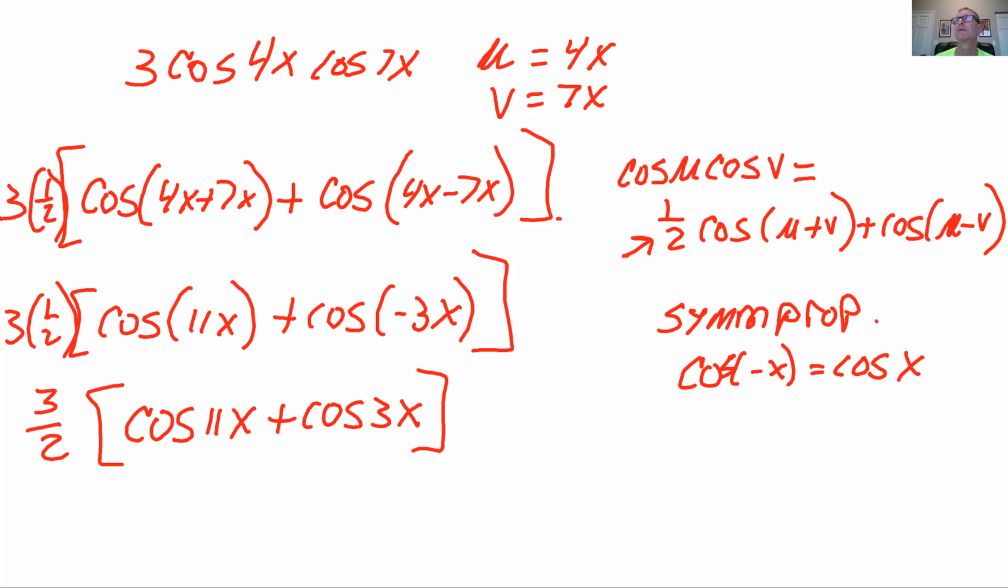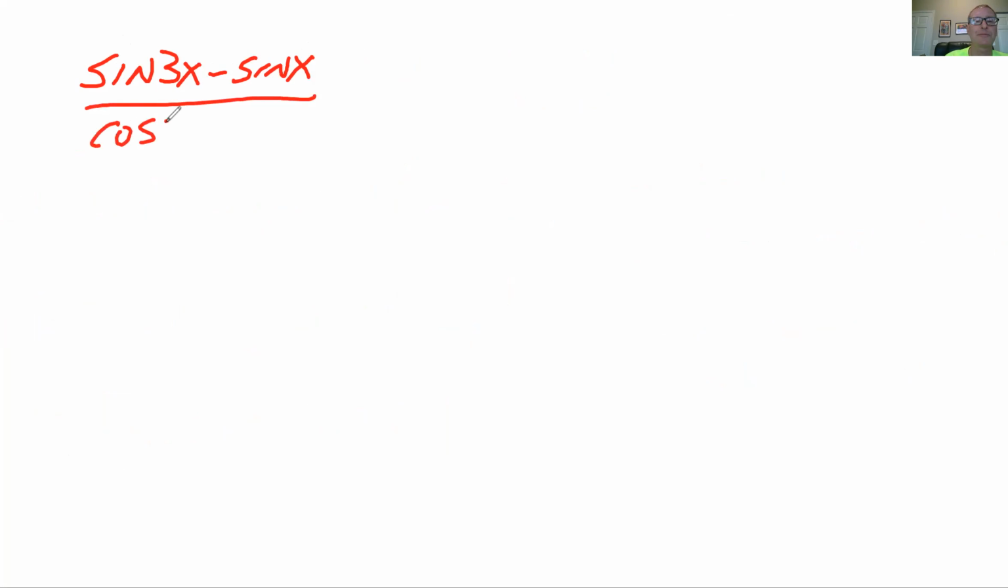Okay, so let's do one reasonable proof and then one very challenging proof. See how we go here. So let's do this one: sine of 3x minus sine of x over cosine of 3x plus cosine of x. And basically that is supposed to equal tan of x. So how do we do that?